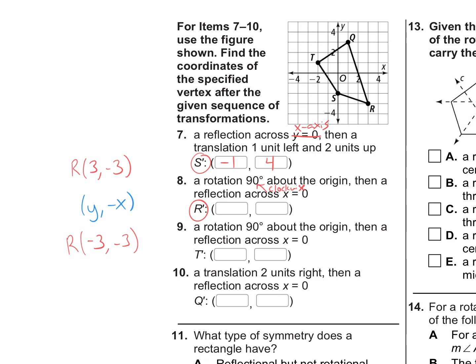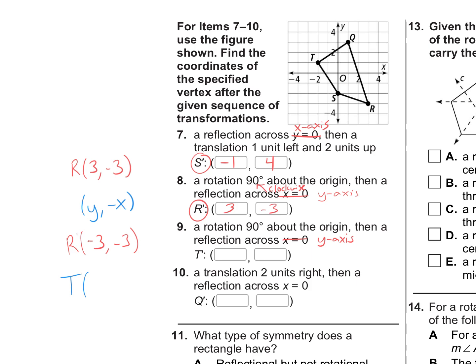The second part of that says reflect over the y-axis. Okay, so I'm at negative 3, negative 3. How far away am I from the y-axis? 3. So I need to go 3 this way. What's my new coordinate? 3, negative 3. Yep. Good.